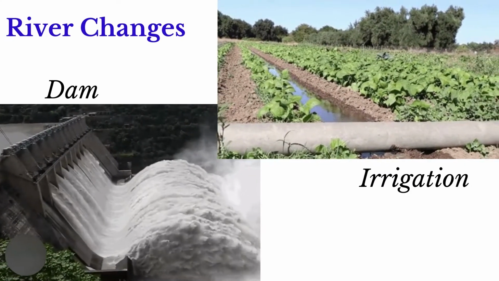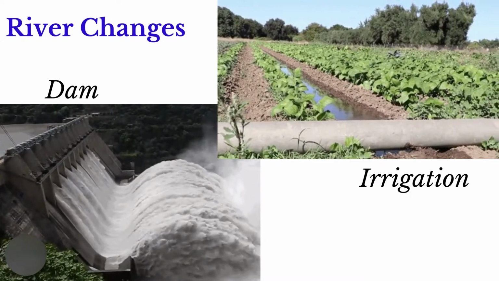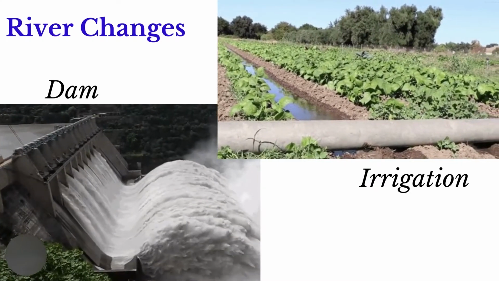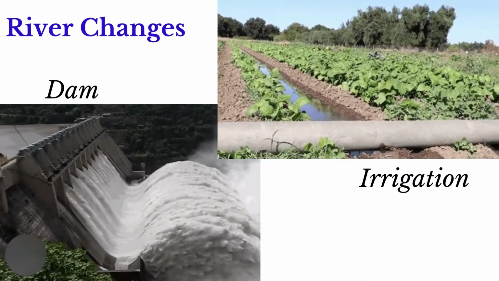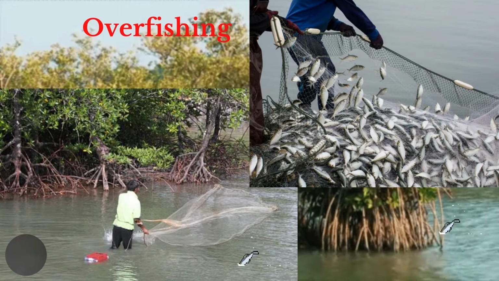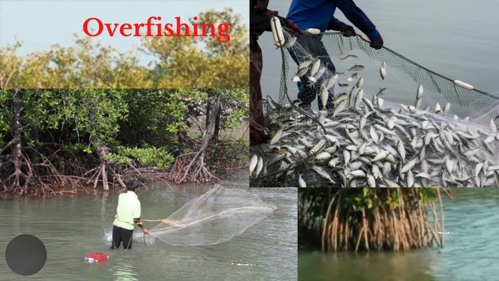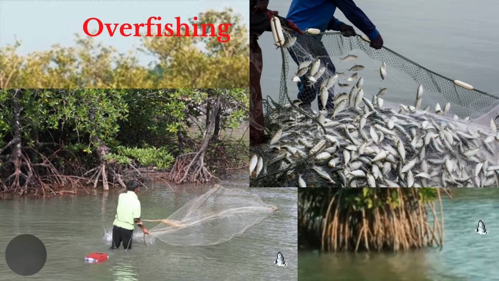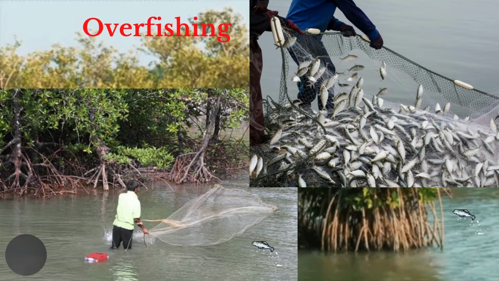Dams and irrigation reduce the amount of water which reaches the mangrove forest. This changes the salinity level of water in the mangrove. If the salinity becomes too high, the mangroves cannot survive. Since mangroves are fishing grounds, they also suffer the problem of overfishing. With overfishing, certain organisms can become extinct, and this can also upset the ecological balance of the food chains and food webs within the mangroves.